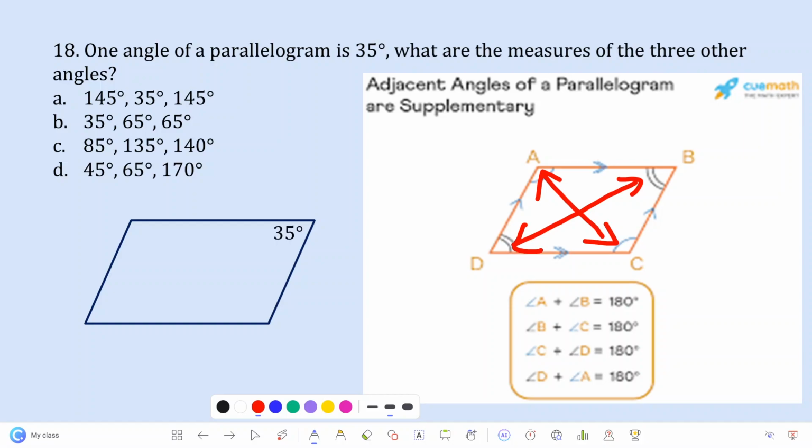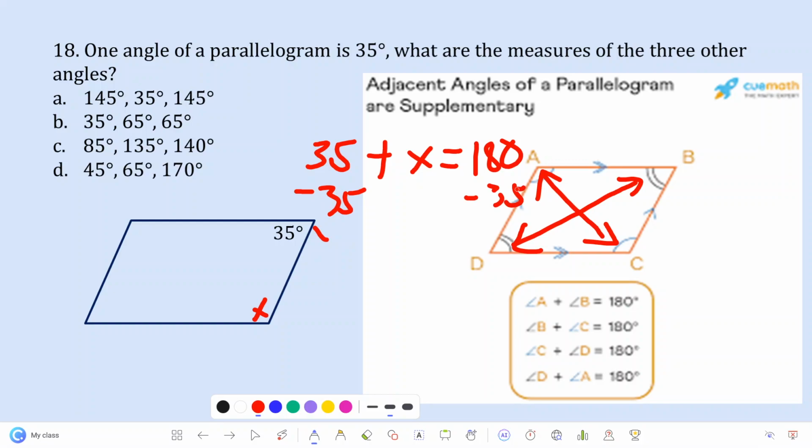So, let's say na 35 itong angle na to. Ngayon, ang sabi natin kanina, ang adjacent angles of a parallelogram are supplementary. So, bale, kapag inadd mo itong isang angle na to, say for example, x, dito sa 35, dapat ang sagot is 180. So, that's 35 plus x is equal to 180. Ngayon, para makuha mo ang value ng x, mag-subtract ka ng 35 dito. Mag-subtract ka rin ng 35 dito. So, cancel mo to. x will be equal to 145. So, 145 ang value ng isang angle.